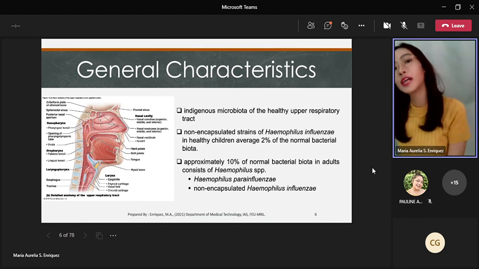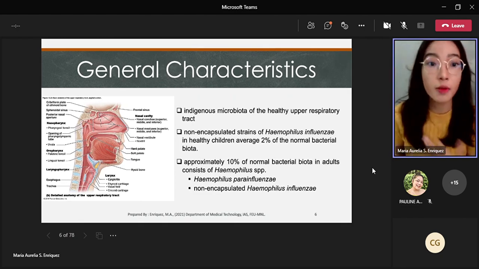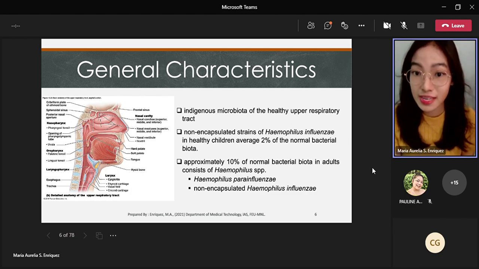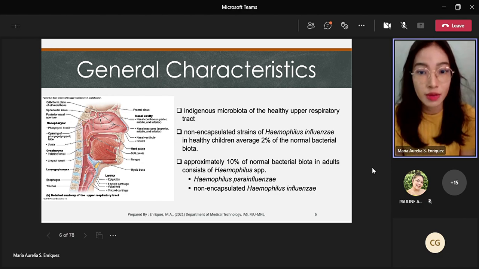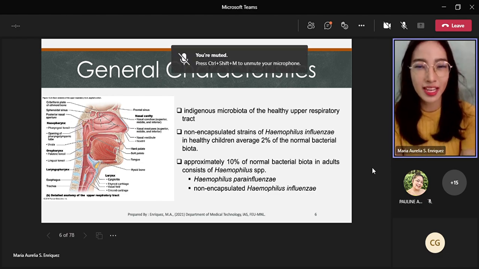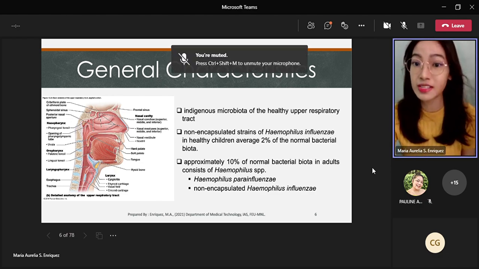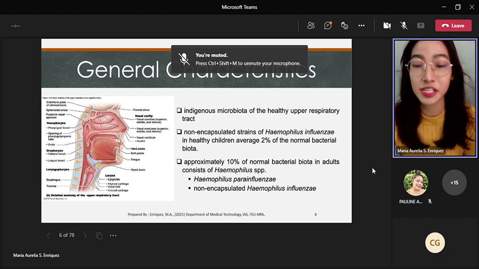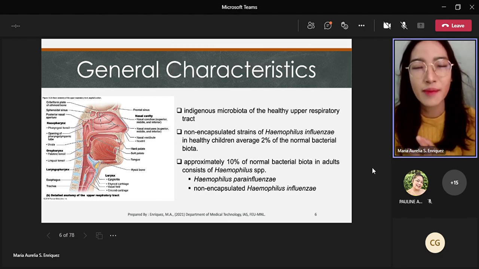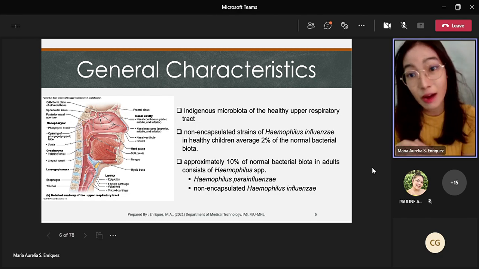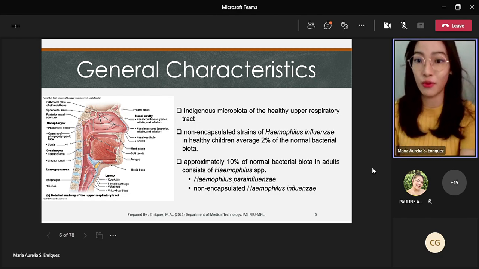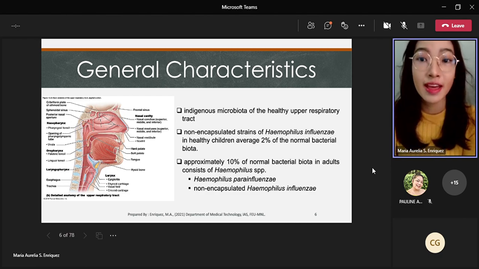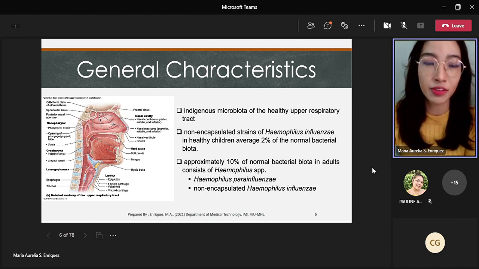Alright, so ayan, tuloy po tayo sa general characteristics. Some of the above-mentioned Haemophilus species are normal flora of the upper respiratory tract of healthy people. So non-encapsulated strains of Haemophilus influenzae have been isolated in children, while for adults, about 10% of our normal flora are composed of Haemophilus parainfluenzae, as well as other non-encapsulated Haemophilus influenzae.